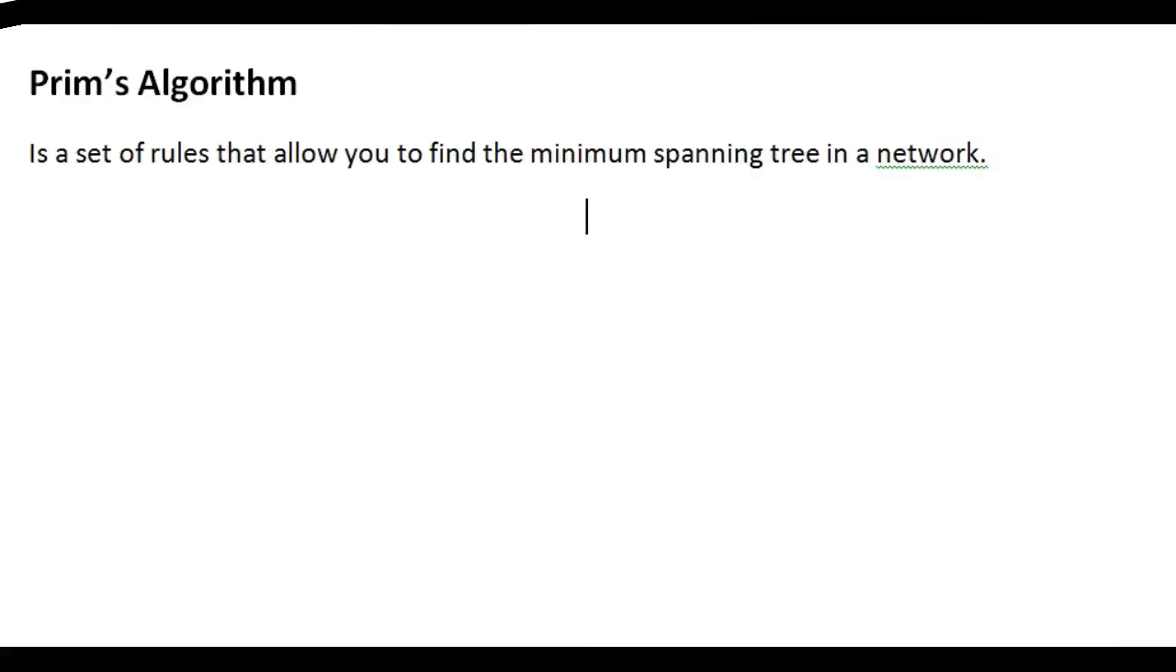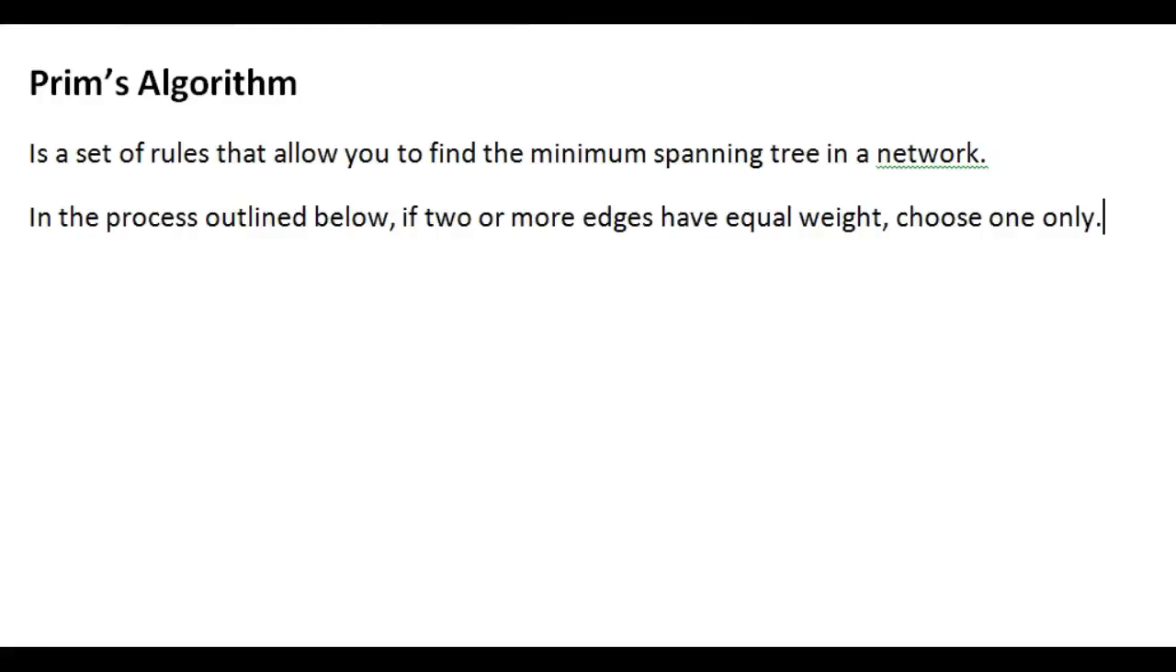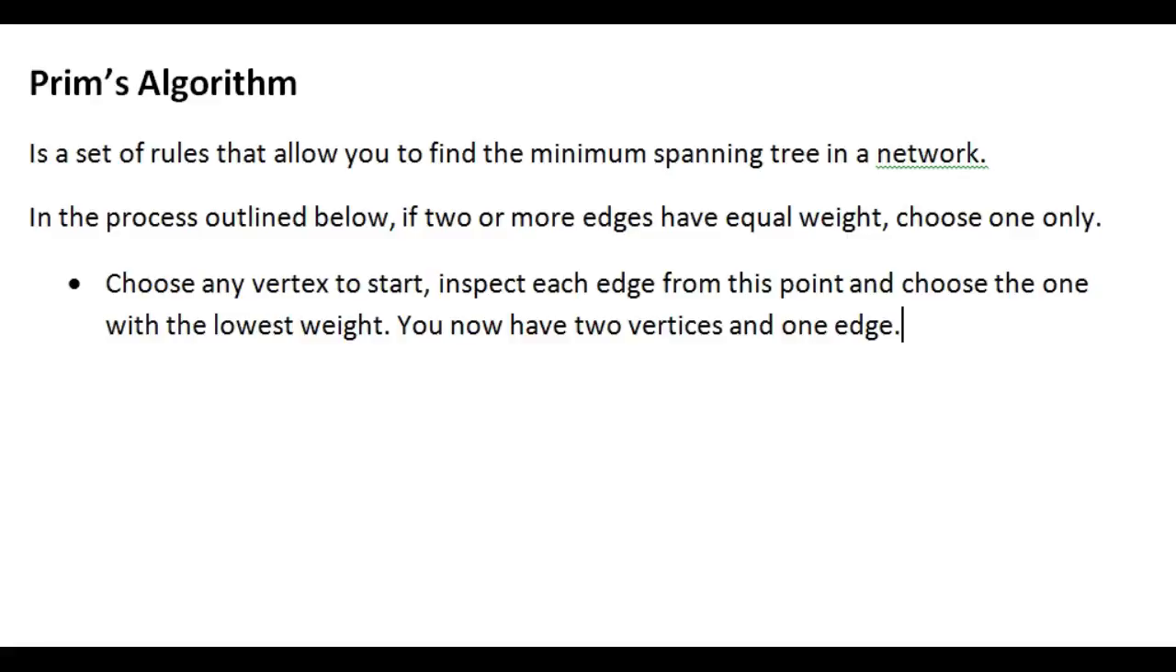Prim's algorithm is a set of rules that allows you to find the minimum spanning tree within a network. In the process outlined below, if two or more edges have equal weight, you only choose one of them. It doesn't matter which one you choose. Choose any vertex to start, it doesn't matter. Inspect each edge from this point and choose the one with the lowest weight.